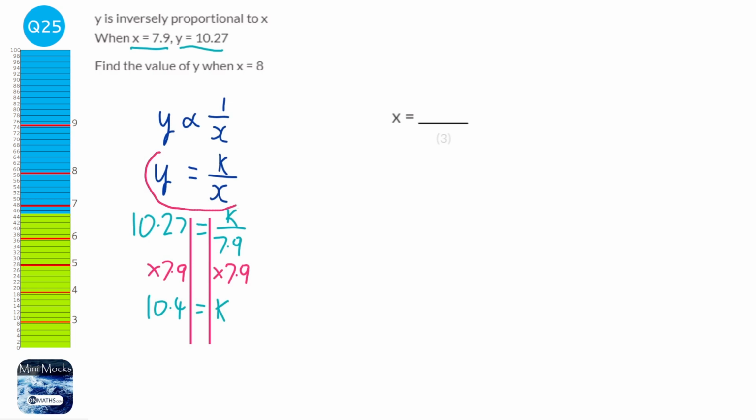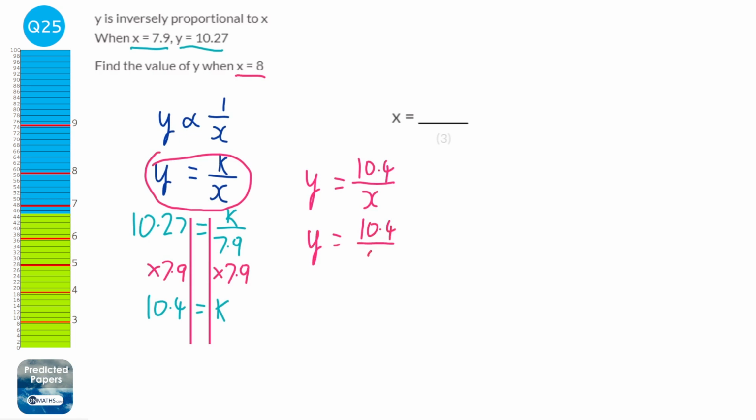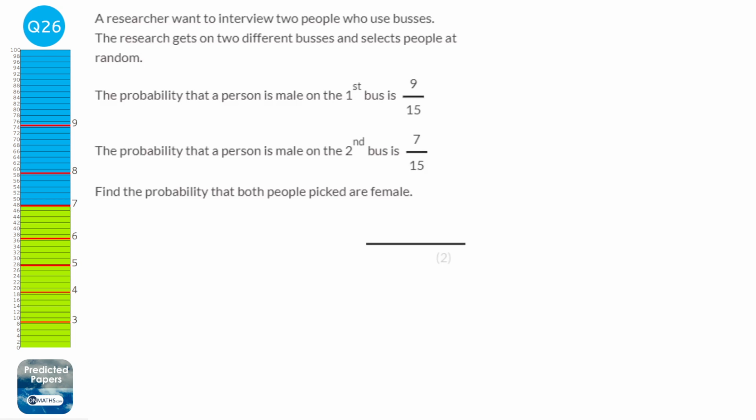Let's rewrite our equation we wrote here, but this time with our k value in, which is 10.4. And we're asked to find out what y is when x is 8. So we just do 10.4 divided by 8. And when we do that, we get 1.3.